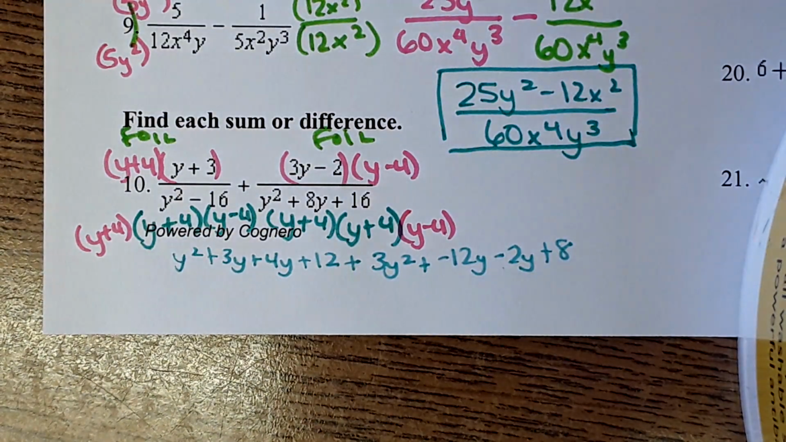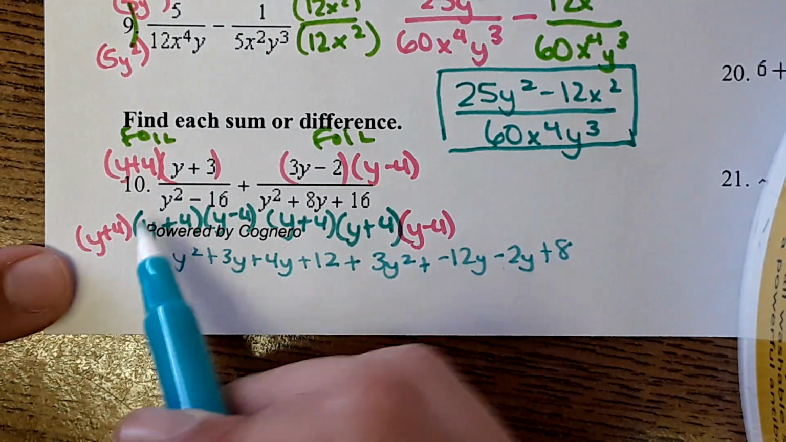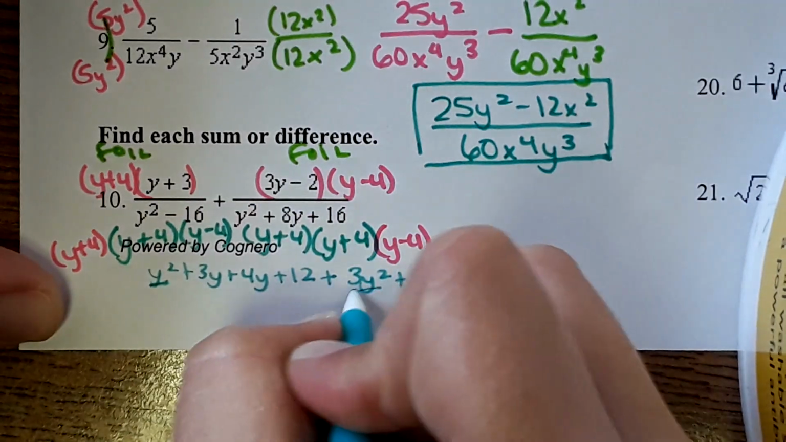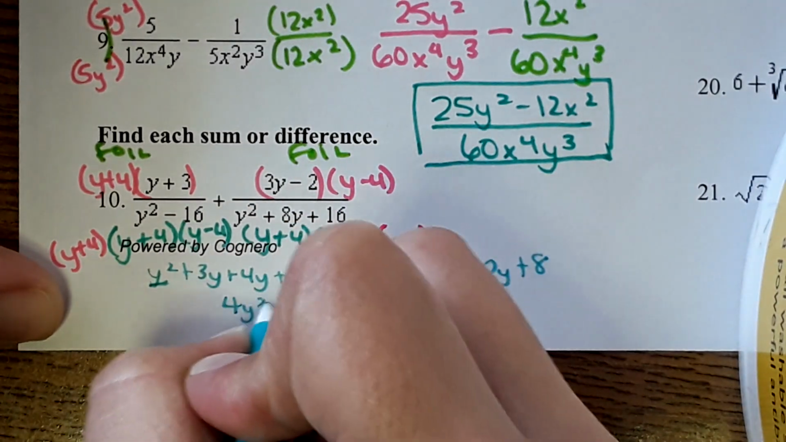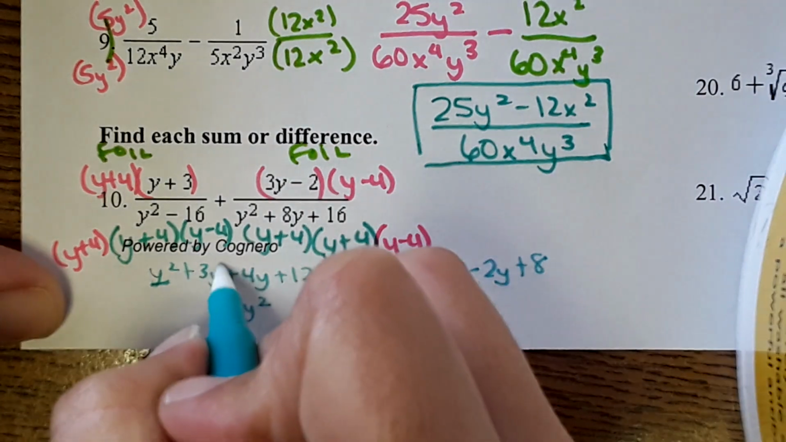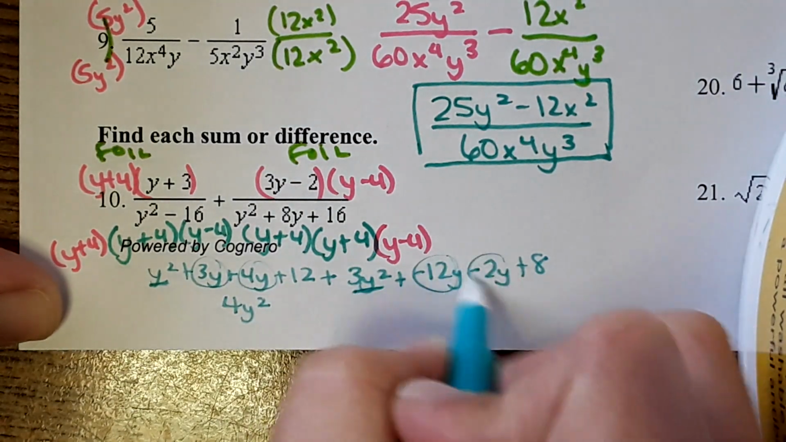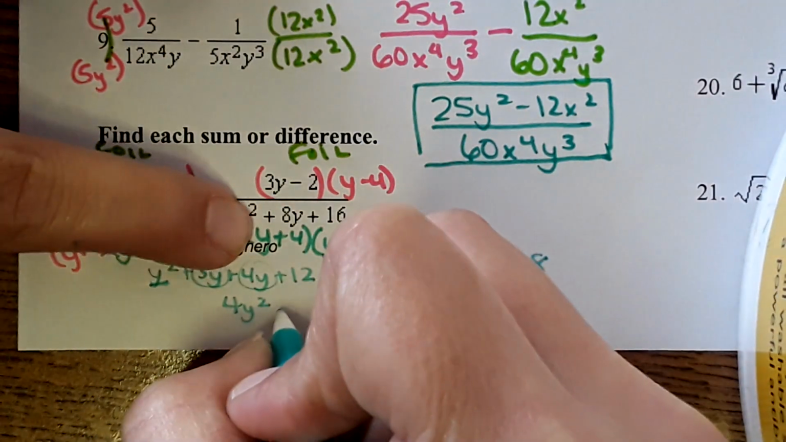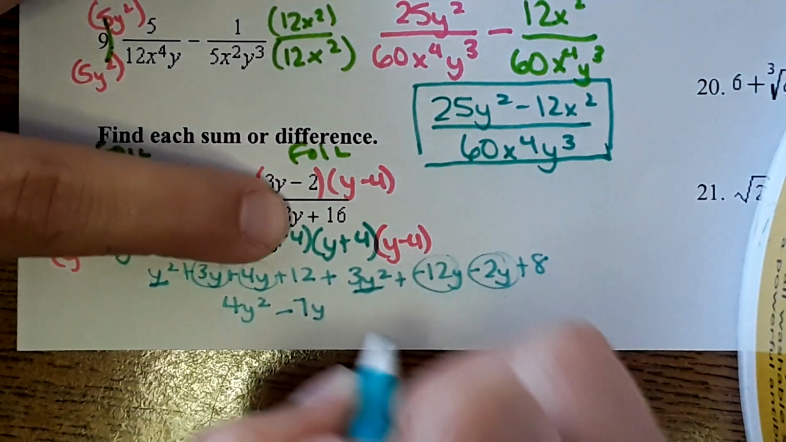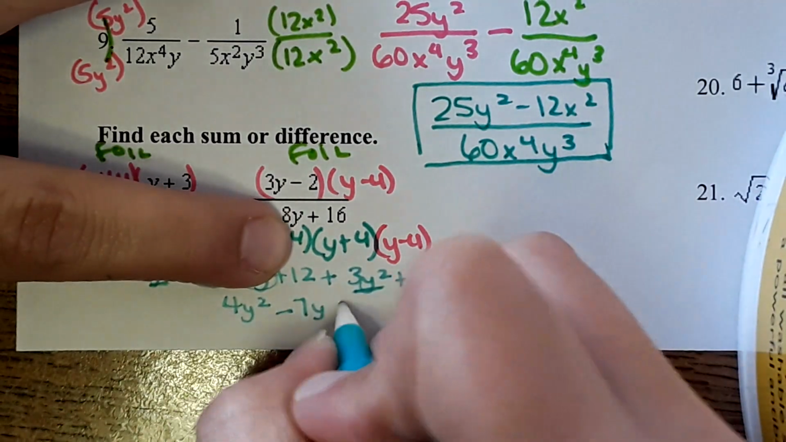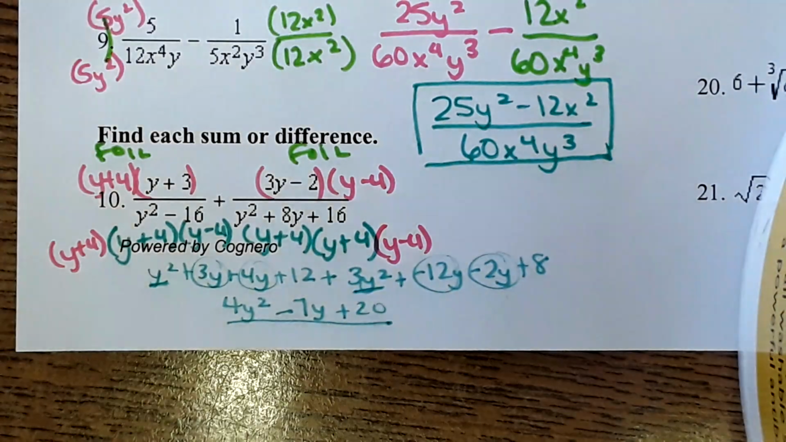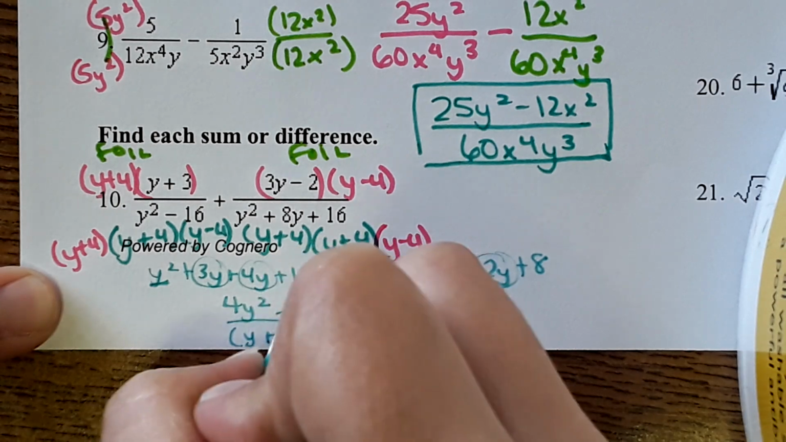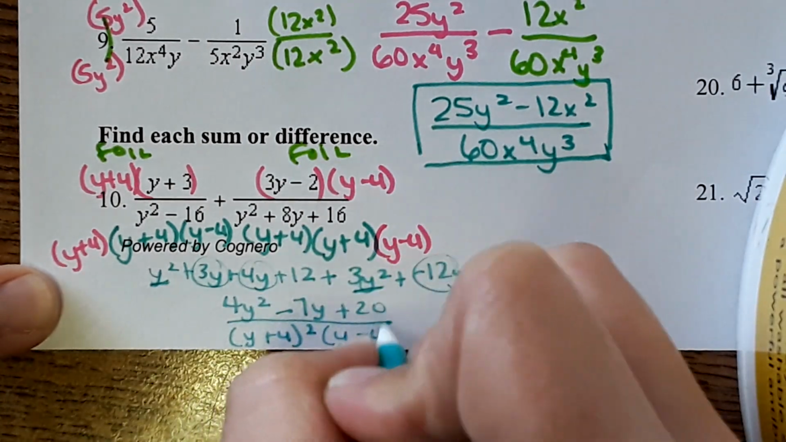Okay. Then we're going to combine like terms and then put it over the common denominator. So I have a y squared and a 3y squared, so that would make 4y squared. Then 3y, 4y, negative 12y, and negative 2y would make negative 7y. And then 12 plus 8 plus 20 over the common denominator, y plus 4 squared, y minus 4.